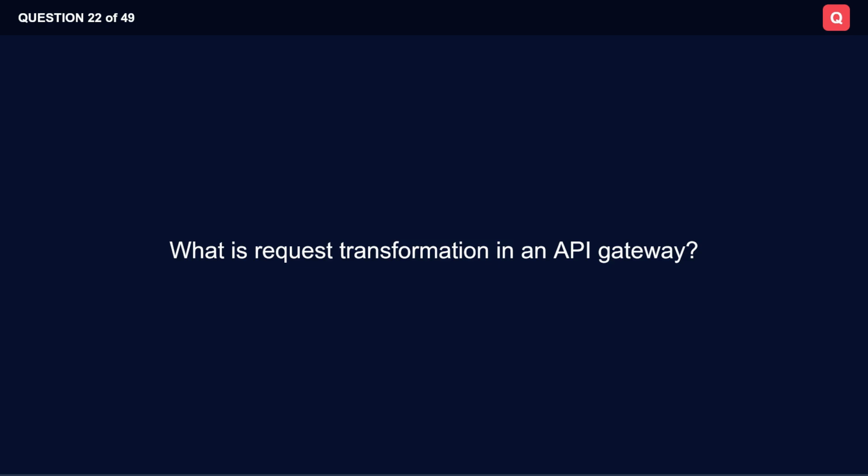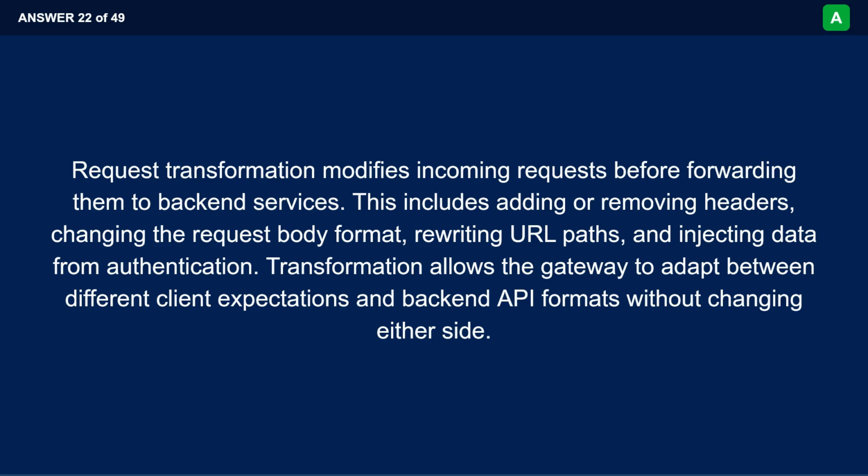What is request transformation in an API gateway? Request transformation modifies incoming requests before forwarding them to backend services. This includes adding or removing headers, changing the request body format, rewriting URL paths, and injecting data from authentication. Transformation allows the gateway to adapt between different client expectations and backend API formats without changing either side.